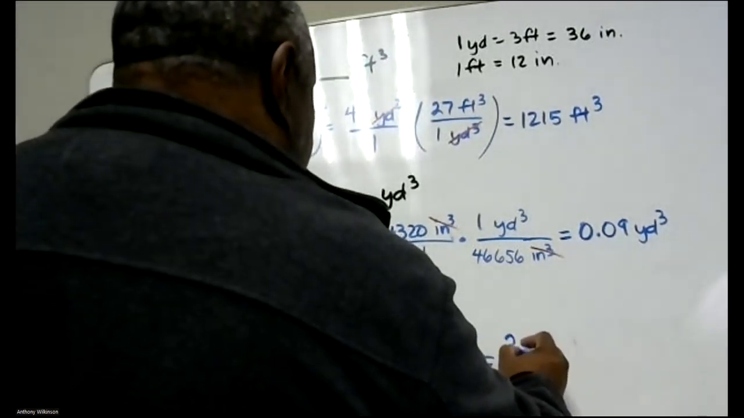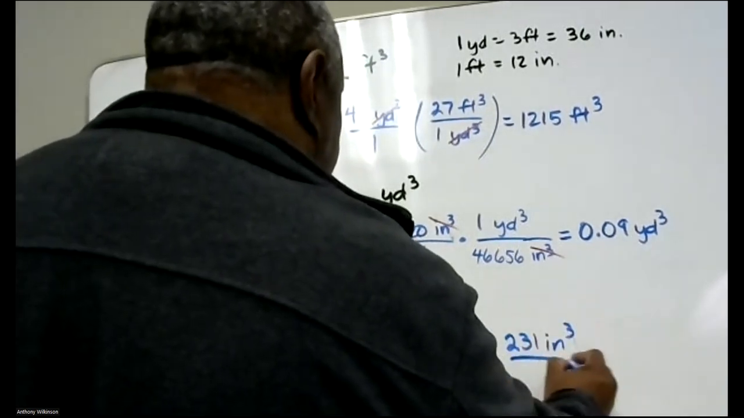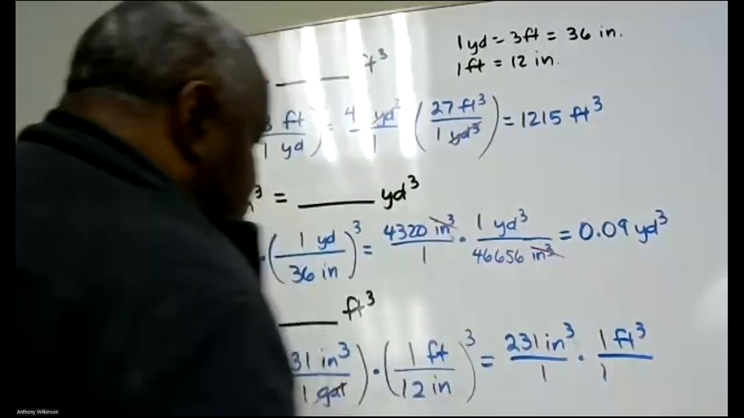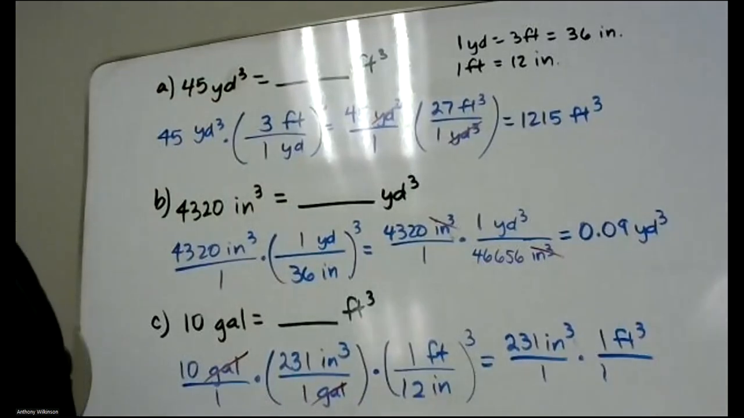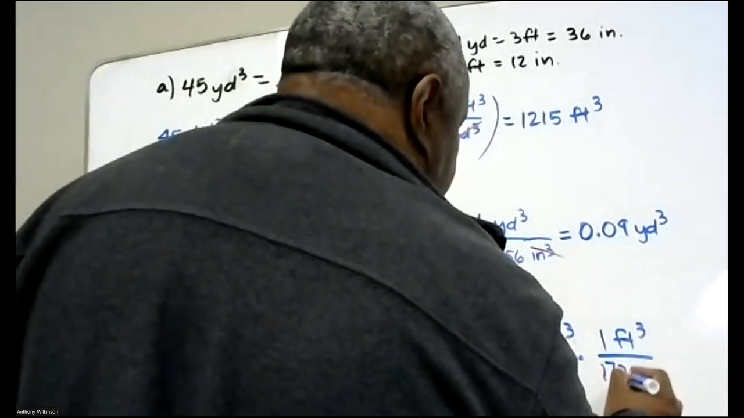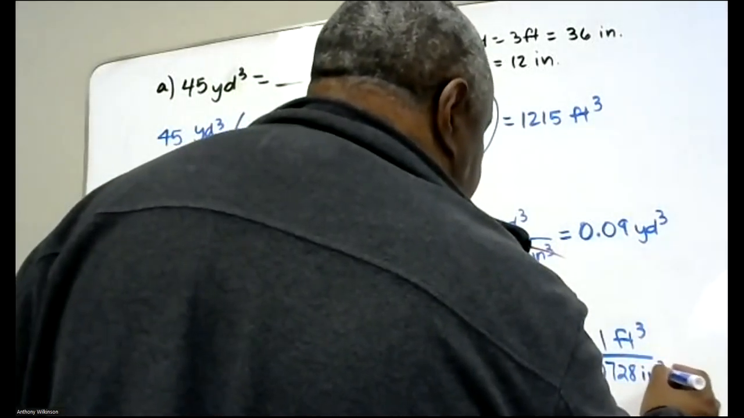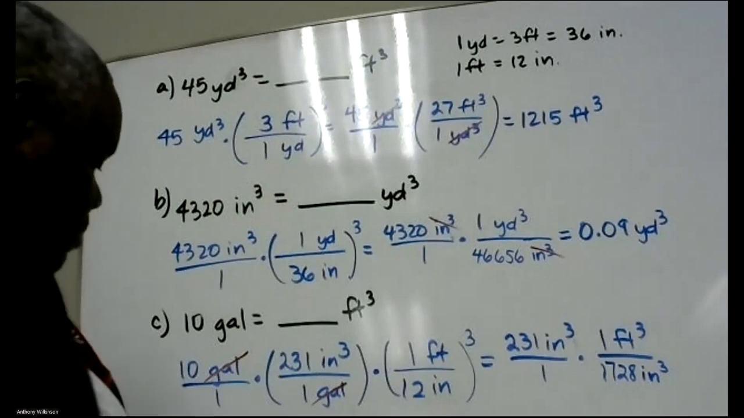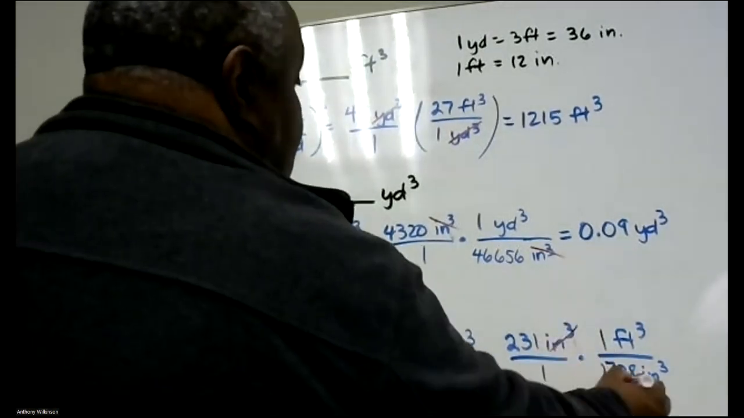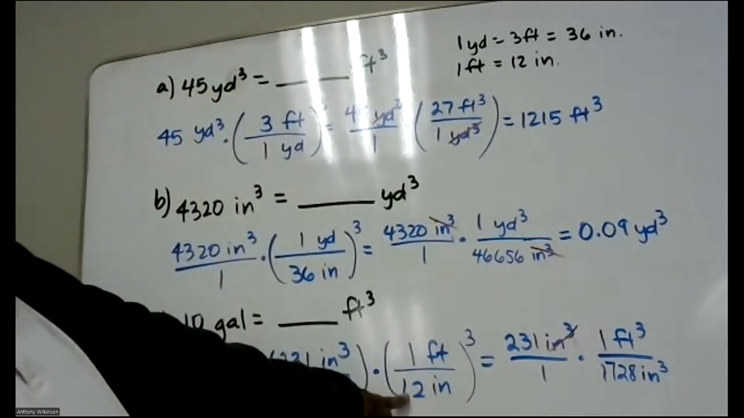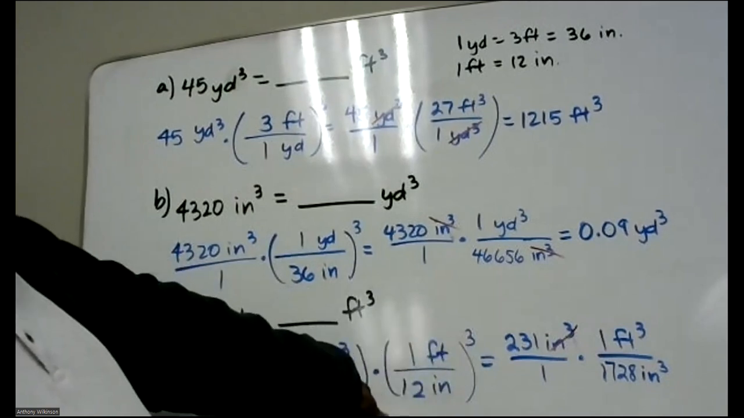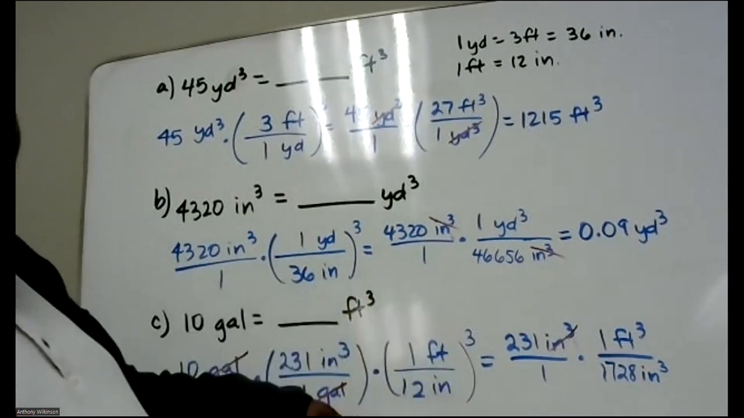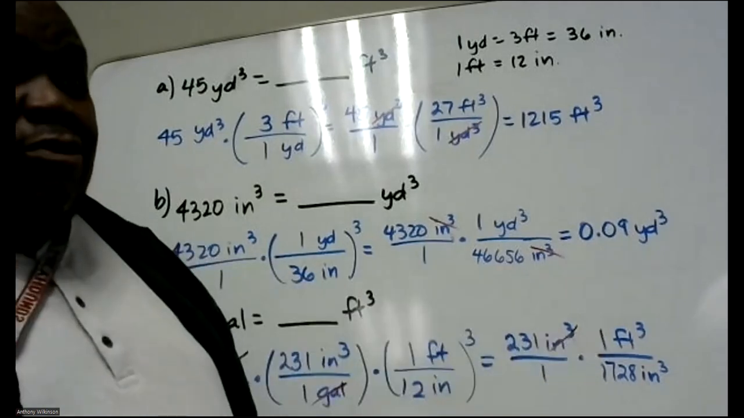So now I got 231 cubic inches, and I'm gonna put this over 1, times 1 cubic foot divided by 12 cubed, which is 1728 cubic inches. I had to raise it to the third power because the inches has to be cubed. That means the 12 has to be cubed as well. 12 to the third power would be 12 times 12 times 12. That's 1728.